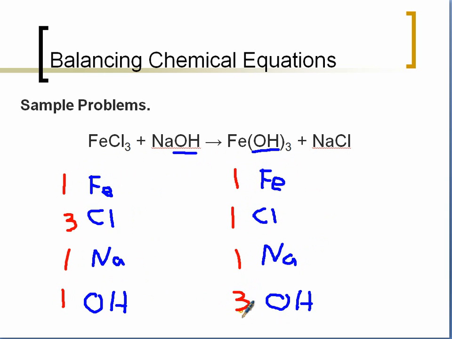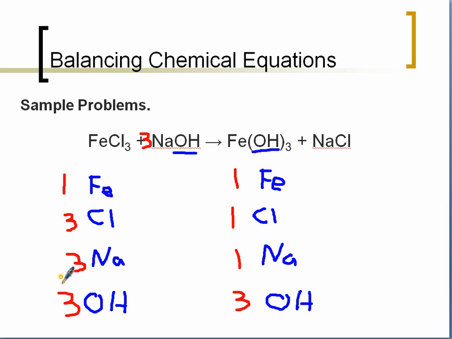So now I've labeled them and found out how many I have to balance. So I'll just start out with hydroxide. Since I have 3 on the right, I'm going to put a 3 right here on the left. And now that I put that 3 there, it's going to recalculate my hydroxide and my sodiums. So I'm going to rewrite that. Now I have 3 sodiums and 3 hydroxides.